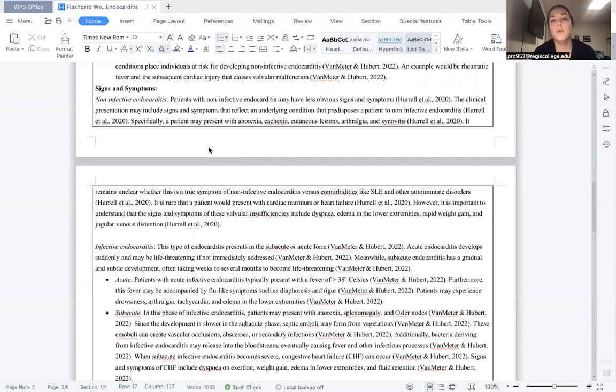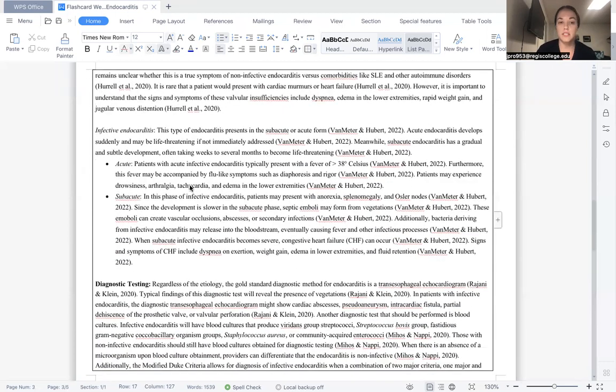Those patients might present with anorexia, different cutaneous lesions, arthralgia, synovitis, but it still remains pretty unclear whether that's a true symptom of the non-infective endocarditis or just a comorbidity that you're going to see with lupus or other autoimmune disorders. It's really rare that we would see a patient presenting with cardiac murmurs or heart failure, but it is important to know that the signs and symptoms of heart failure are going to present to you in the office with dyspnea, edema in their lower extremities, rapid weight gain, and sometimes even jugular venous distension.